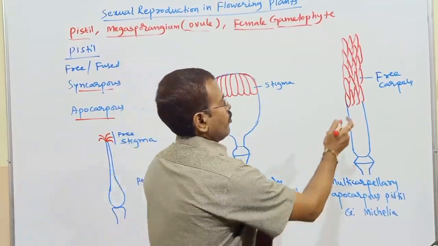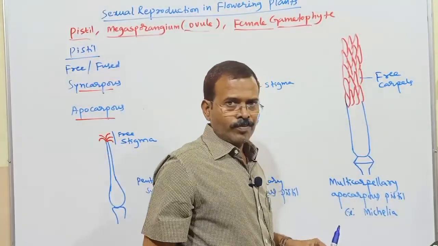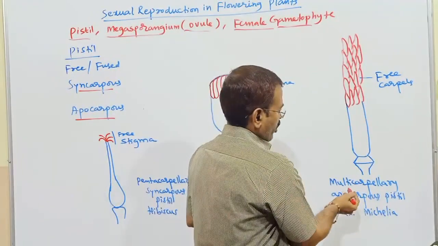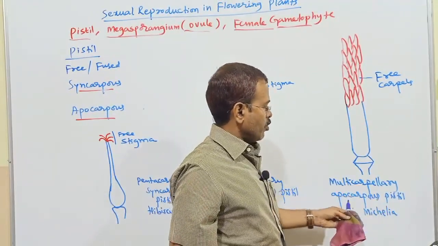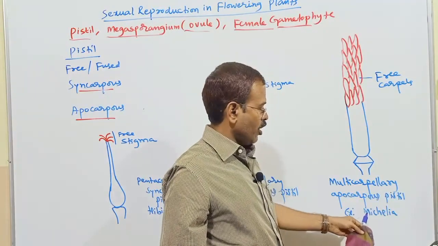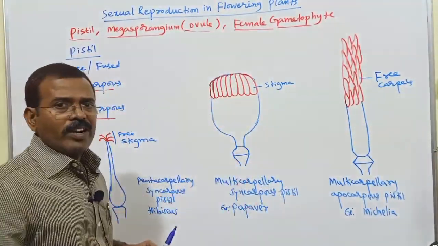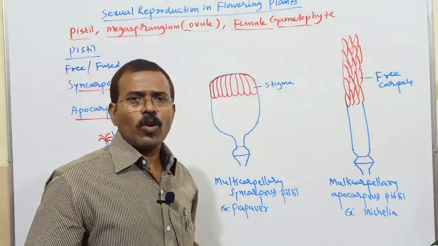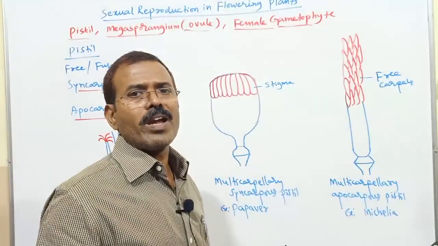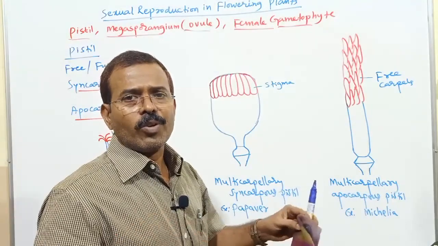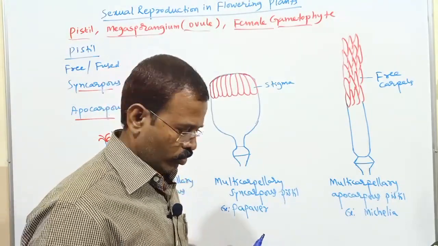So these are all 3 carpels what you are seeing, and this condition is multicarpellary apocarpous pistil as seen in Michelia. So these are the 3 conditions which you can distinguish in case of gynoecium based on the free or fused nature of carpels.